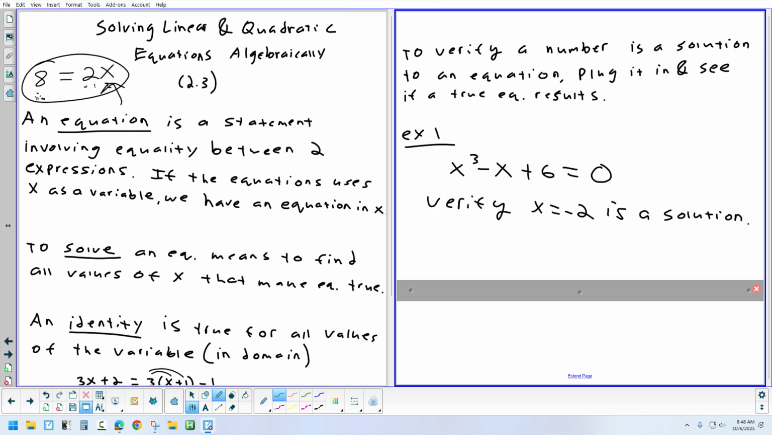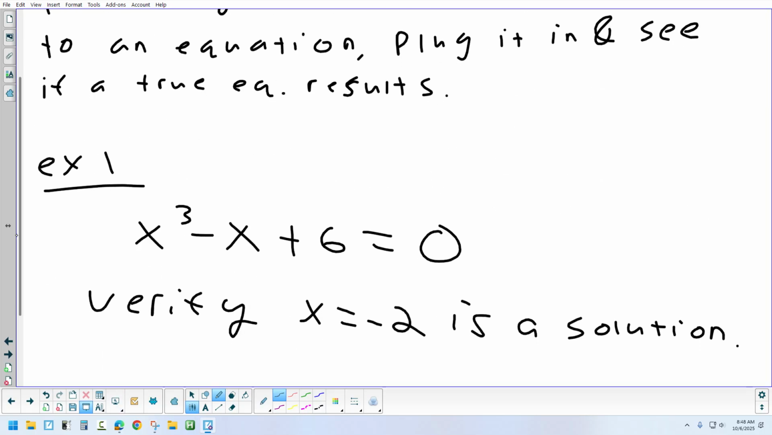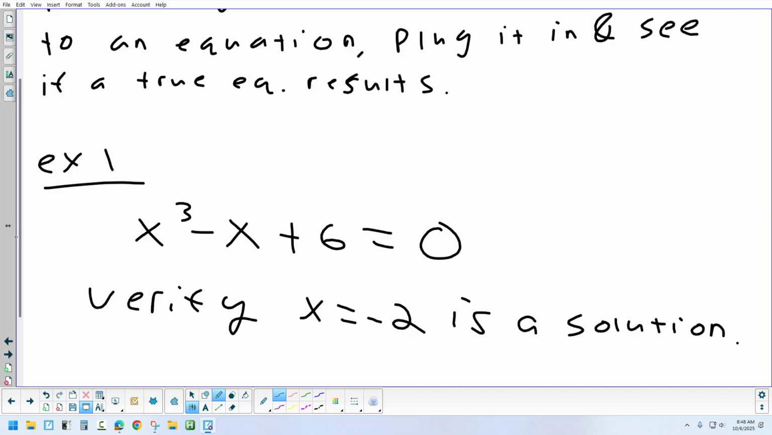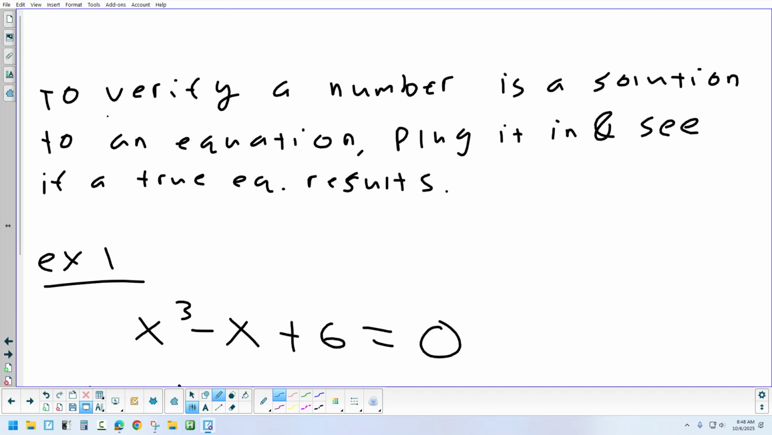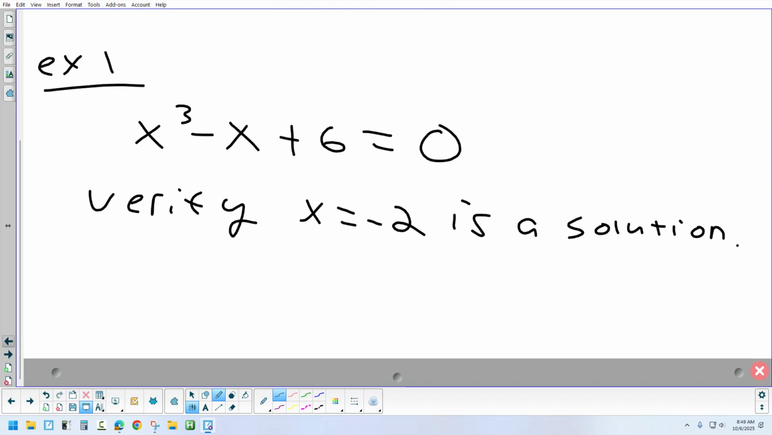So this one, they're not asking us to solve it. They're already giving you a number, and they just want you to check if it's a solution. Okay, so they want you to do the verify, which is what I just described right here. How do I verify that -2 is a solution to that equation? Yeah, just plug it back in. Everywhere you see an x, change all the x's to -2. And the hope is when we do out the left-hand side, we get 0, because that's what's on the right-hand side.